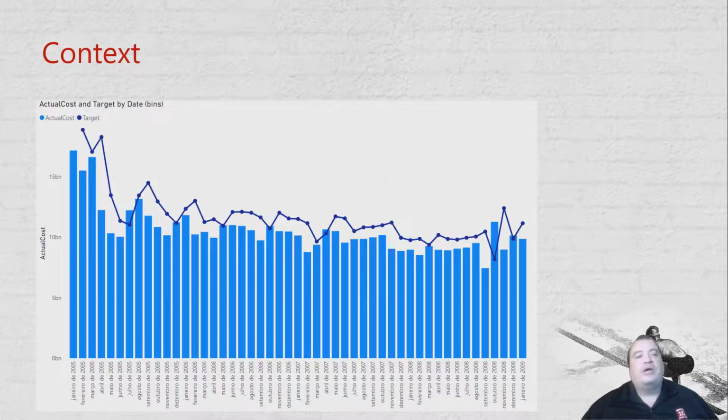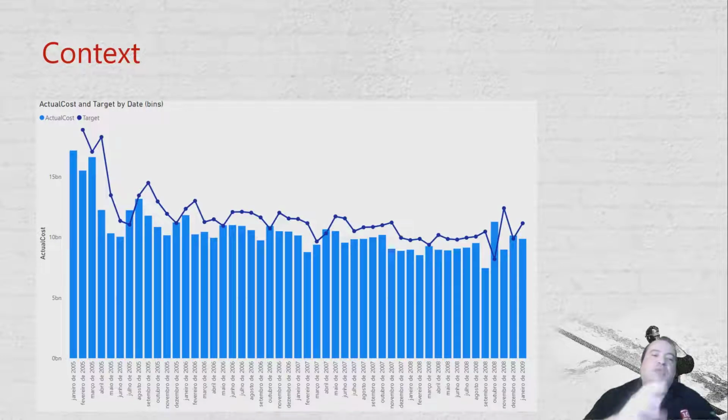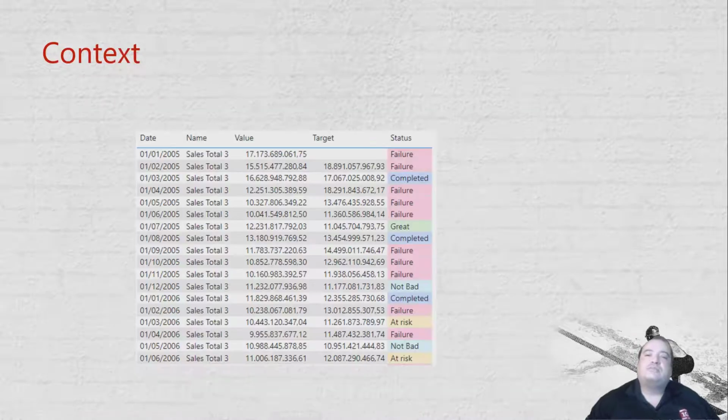For example, a target. What's the target of each month? So we can see precisely on which month the target was achieved, on which month the amount of sales was way beyond the target, and on which month it was not so good. So we can see this information clearly by using a target definition.